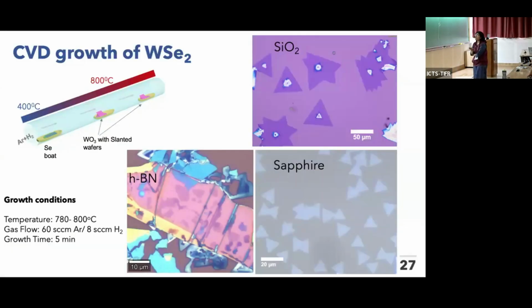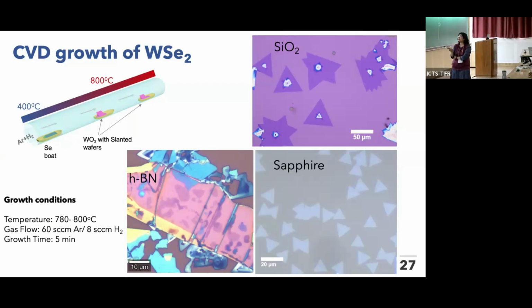Again, we have tried to grow this WSe2 on different kinds of substrates. These are under identical conditions. You can see the growth on SiO2 as well as sapphire. On sapphire you get very nice monolayers, whereas you start seeing bulk when you grow on silicon oxide. And this is again something which we have tried very recently.